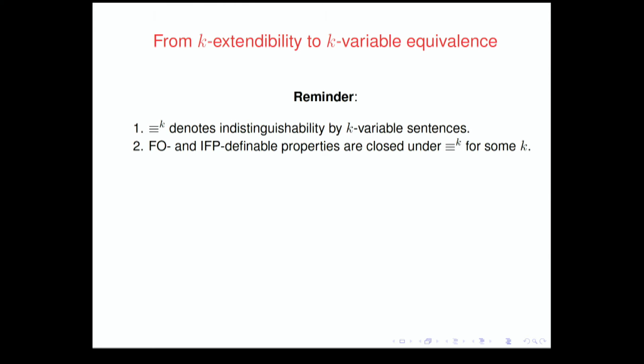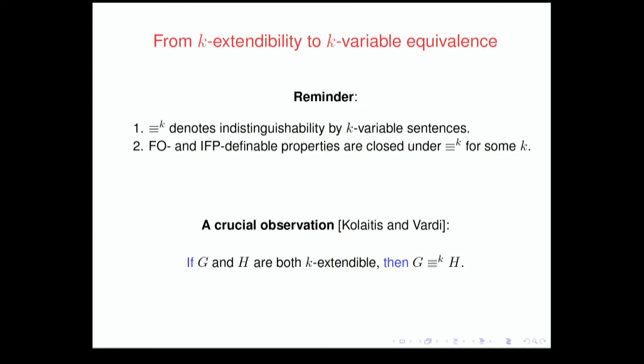And just a little reminder from Anu's talk, let's recall that this denotes indistinguishability by k-variable sentences. So these are sentences of first-order logic that can be written with at most k variables. And indistinguishability means that they satisfy the same sentences. And also from the lectures this morning, we know that everything that is definable in inflationary fixed-point logic will be closed under this equivalence relation for some large enough k. Well, k will be basically the number of variables it takes to write this inflationary fixed-point formula.